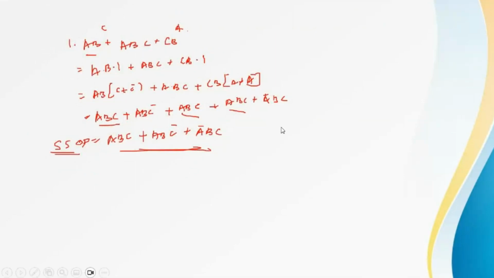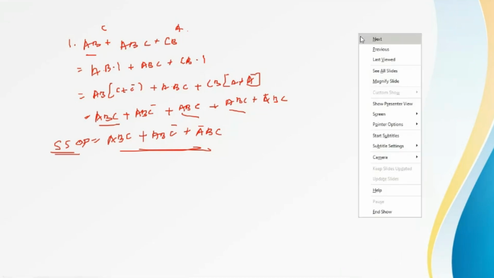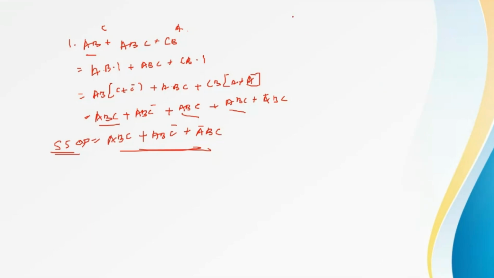So think, can you solve the problem? I'll just write down the problem here. The question is (A plus B) into A. We have to make this into a standard SOP form. Can anyone please solve this? I'll ask you how you have solved, then I'll go with the solution.